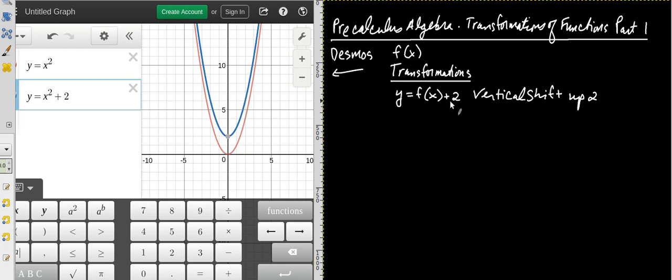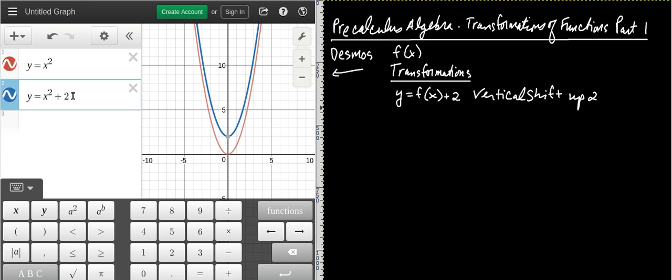Now, you can also vertically shift a graph down, right? So instead of adding 2, let's go ahead and see what happens when you subtract 3, let's say. So let's go back over to Desmos and say, instead of adding 2, let's see what happens when we subtract 3. And we see that we have a new graph here. It's basically x squared but shifted down 3 units.